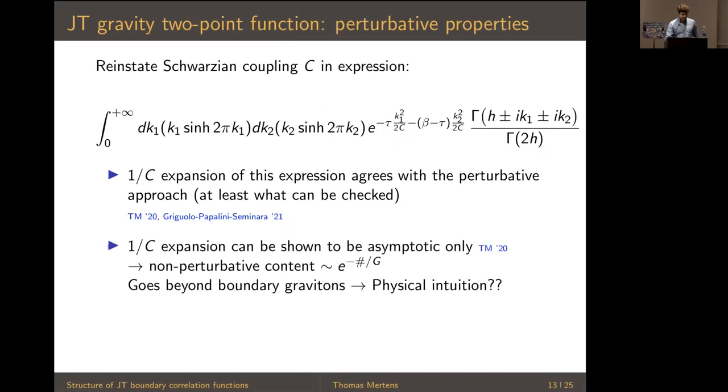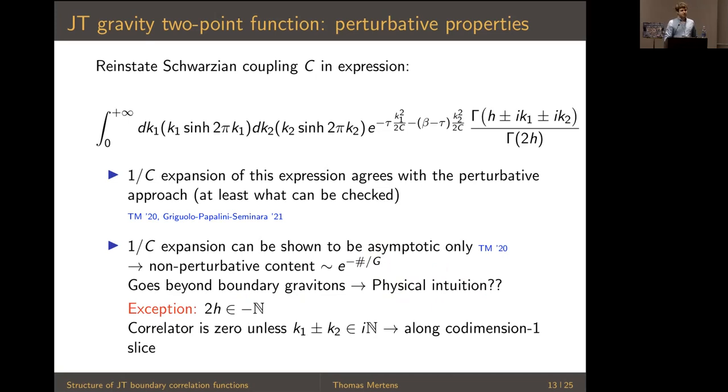And then, what is particularly interesting, I think, is that the 1/c expansion here can be shown to be asymptotic only. So that means that there is non-perturbative content in these exact expressions that go e to the minus something divided by 2D Newton's constant. So this expression is going beyond perturbation theory and boundary gravitons, and it would be interesting to learn of a direct physical intuition, which, well, I don't know the answer to this.